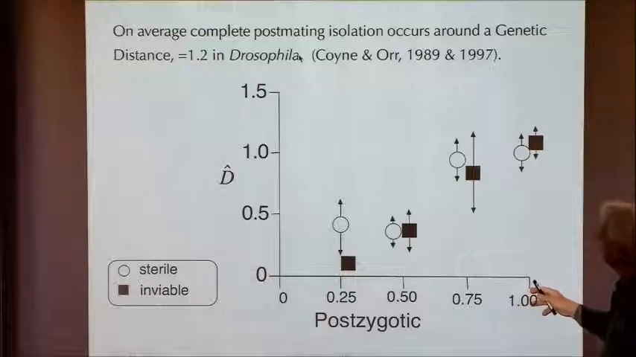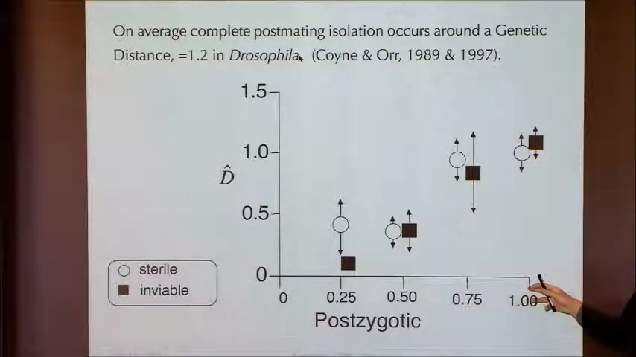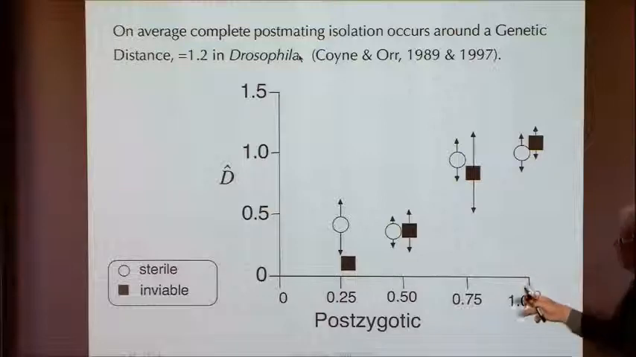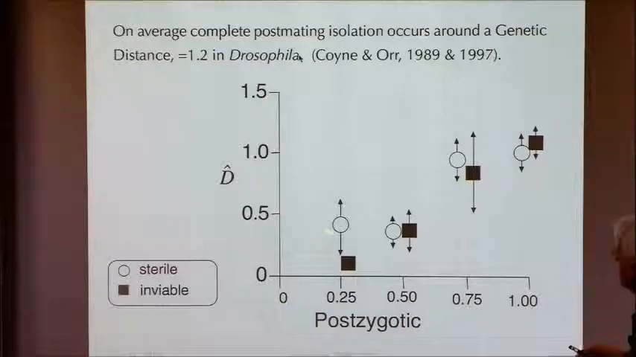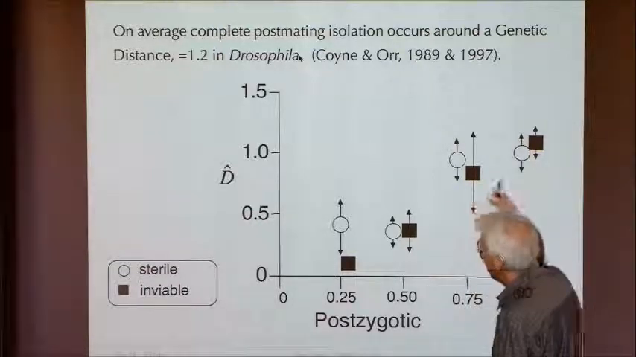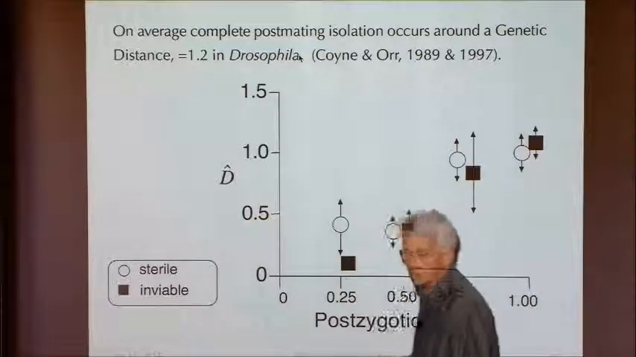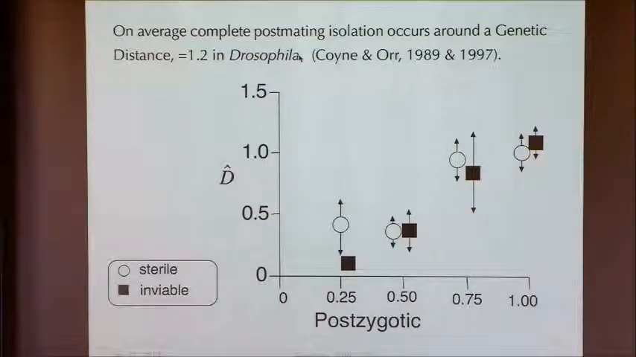And so over here at 1 would mean that all the individuals are dead or sterile. And of course over here there's no effect. But they all have some isolation here. So this is just separating out those that are sterile from those that are inviable. And both inviability and sterility seem to accumulate with genetic distance at pretty much the same rate. And this represents, I think, on the order of hundreds of pairs of taxa.